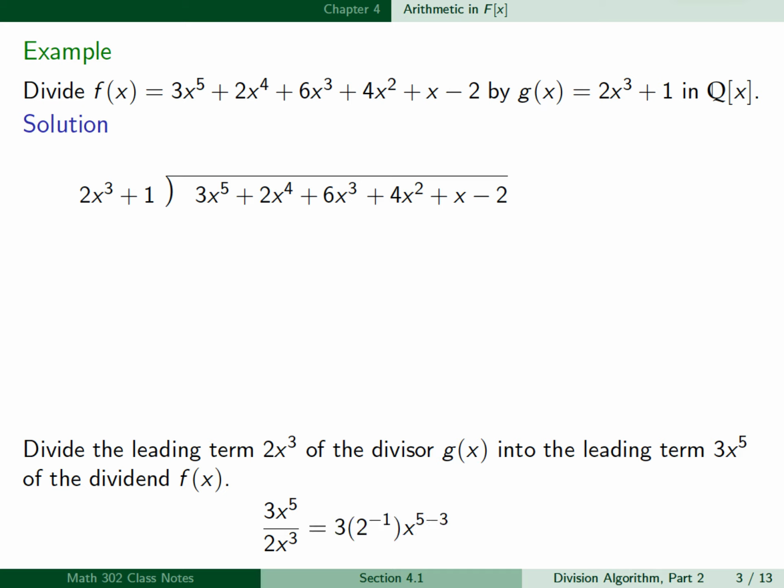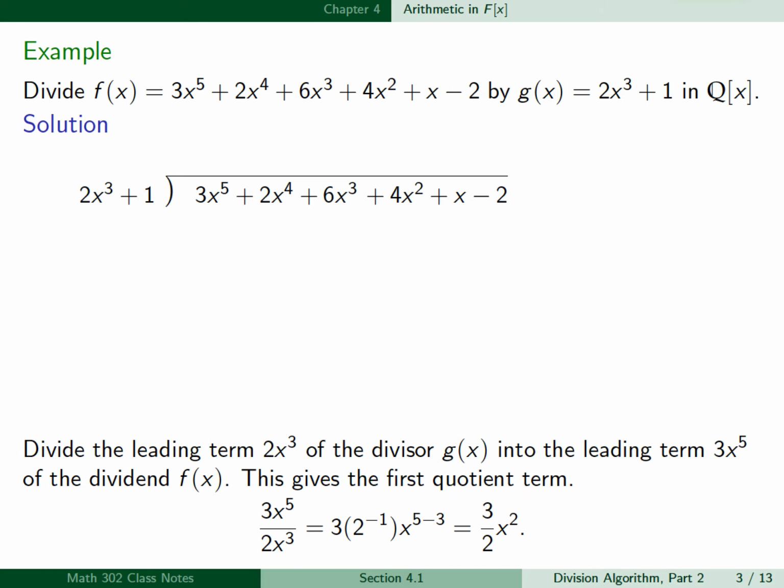And we can write this in an alternative notation. This is going to be 3 times the multiplicative inverse of 2, or 2^(-1), and then the resulting power of x when we divide will be x^(5-3). Okay, so this notation will be important when we look at fields other than the rationals or reals, and so we'll see why we want to use this notation in our next example. So 3 times 2^(-1) is obviously just 3/2, and then x^(5-3) is x^2. So this gives the first quotient term, and so we'll put it into our notation.